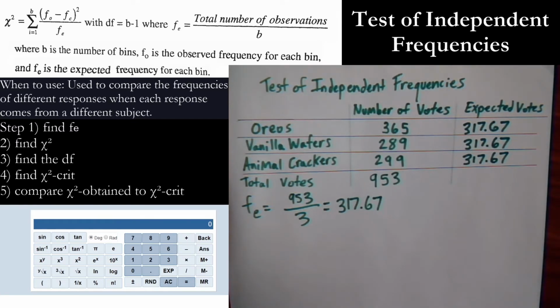As we already know, f sub e refers to the expected frequency for each of the bins, or how many votes we would have expected each bin to get if there wasn't a difference in preference. You'll need to write out equations for each of the bins and then sum them together, like this.